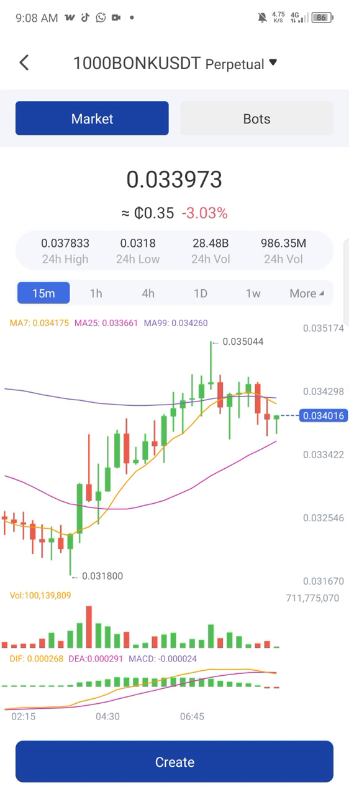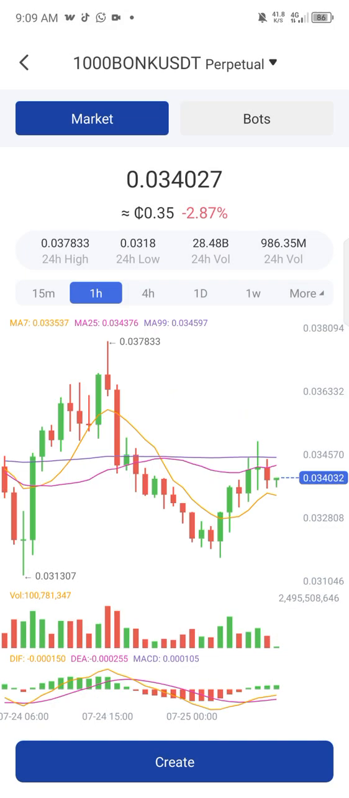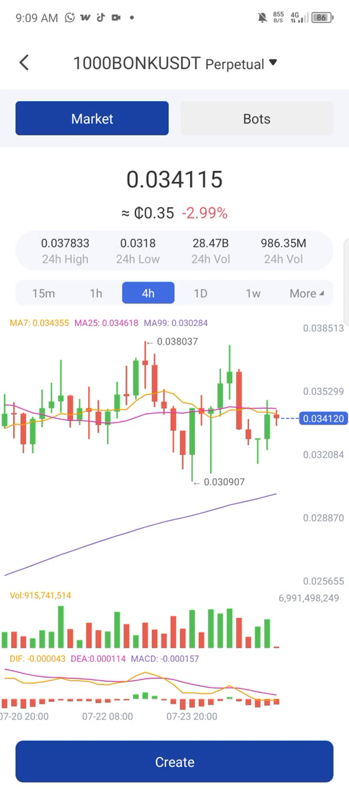Now let's look at the 1 hour time frame. In the 1 hour time frame, we can see uncertainty in the market now. We can see that our purple line is on top, then we have our pink line below, and then we have the golden line also below. So this is like a downtrend. Yes, we can see a perfect downtrend here, but then we look at the 4 hour time frame also.